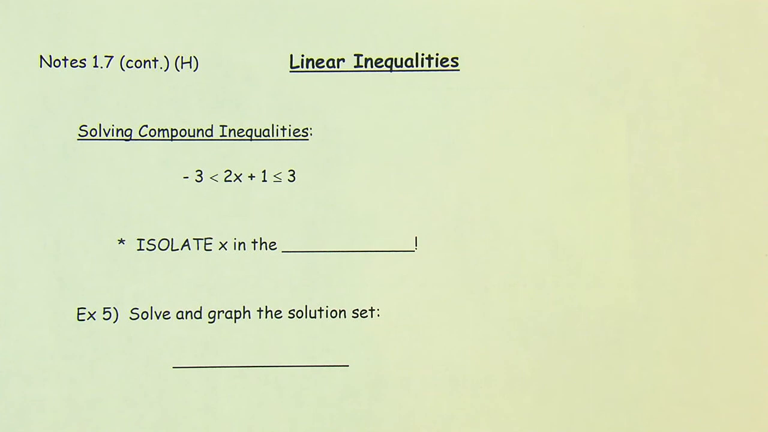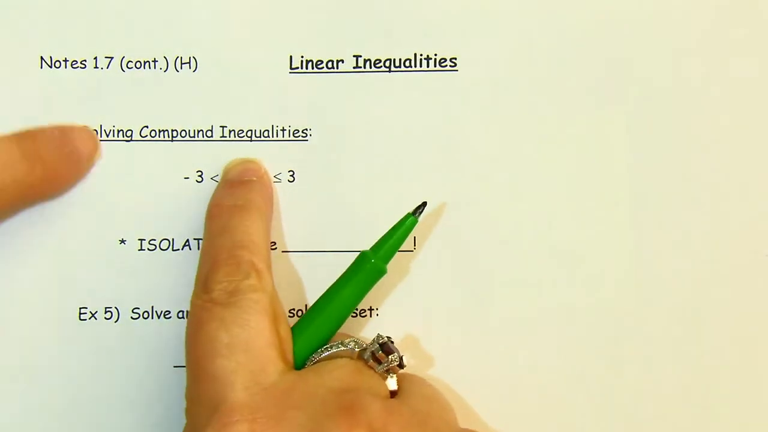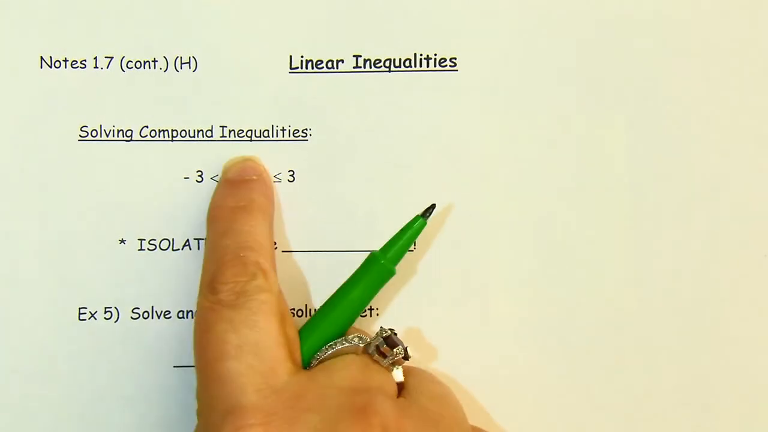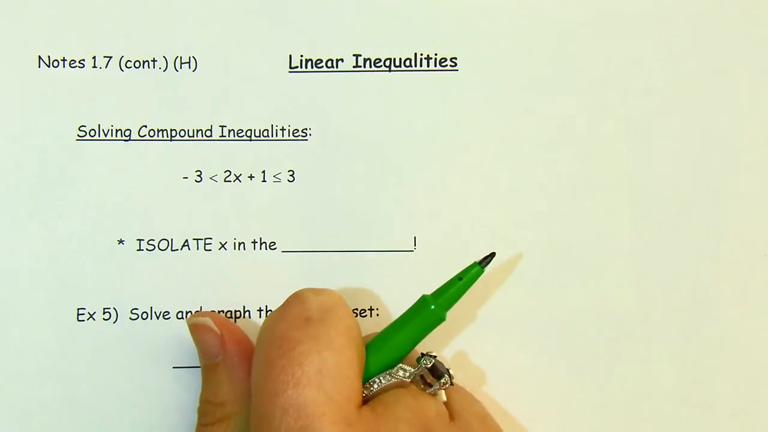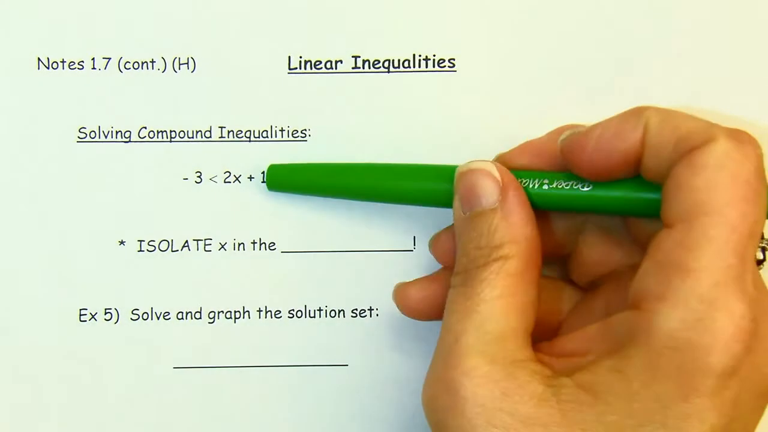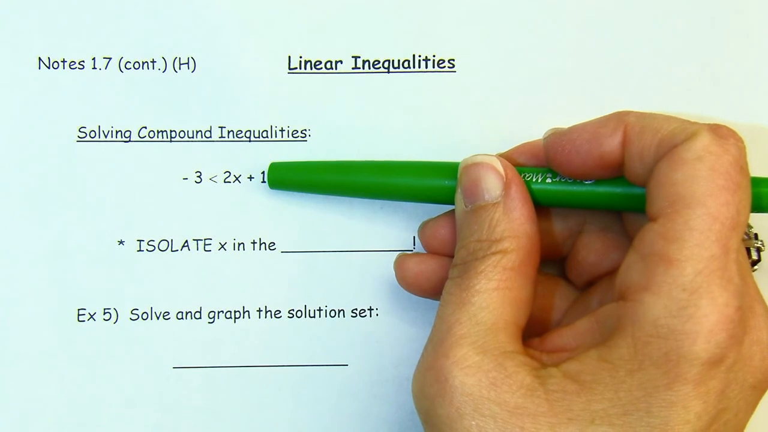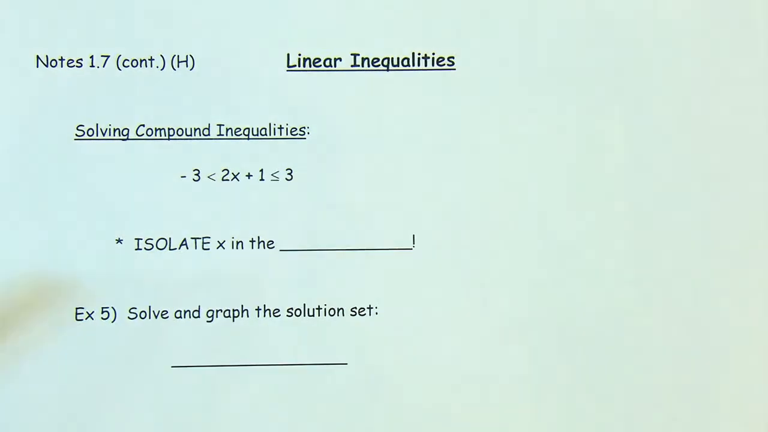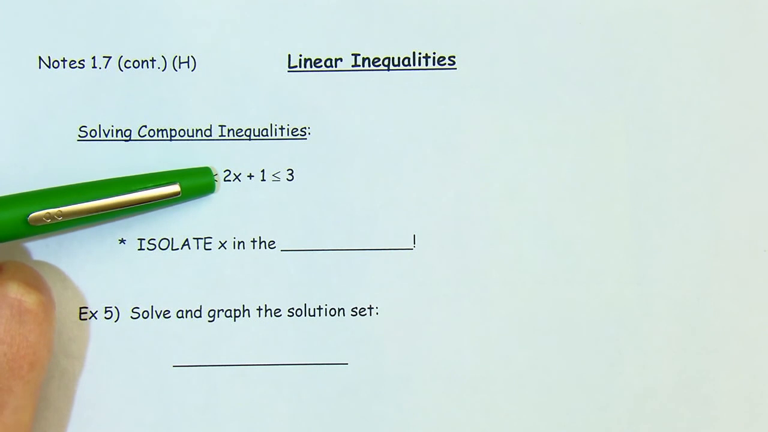So, solving compound inequalities. Notice where x is. X is in between these two inequality symbols, right? So if I cover this up, you see they're in between the two inequality symbols. Folks, you could separate this into two inequalities, meaning you could write 2x plus 1 is greater than negative 3. And then you can cover up this part and say 2x plus 1 is less than or equal to 3. And you can solve them separately that way.